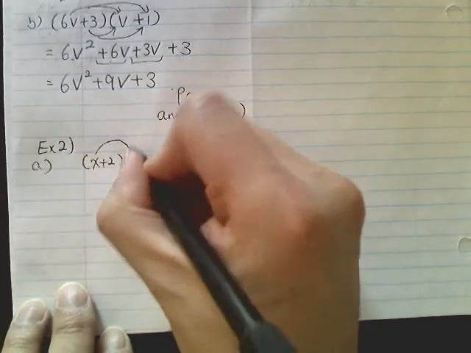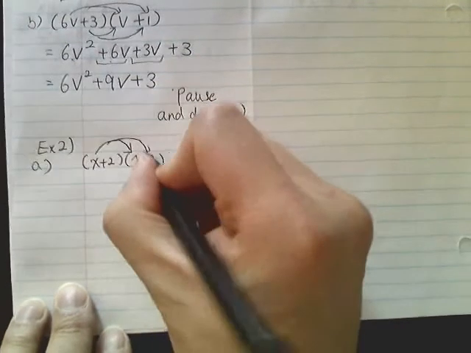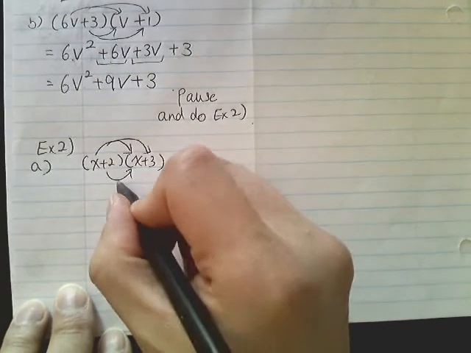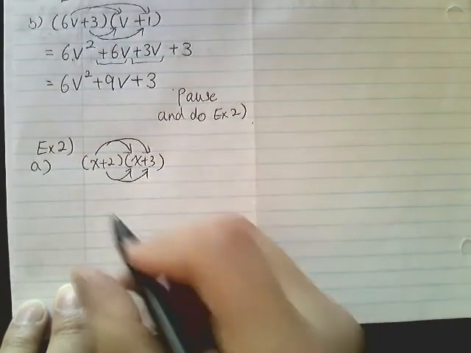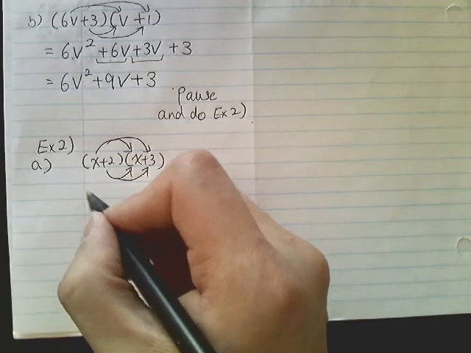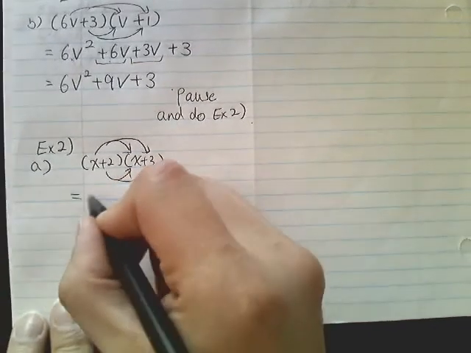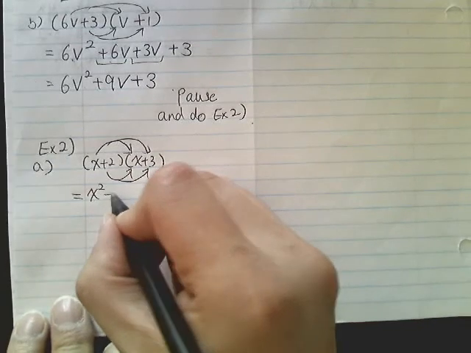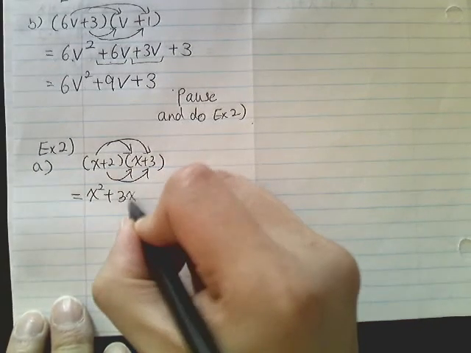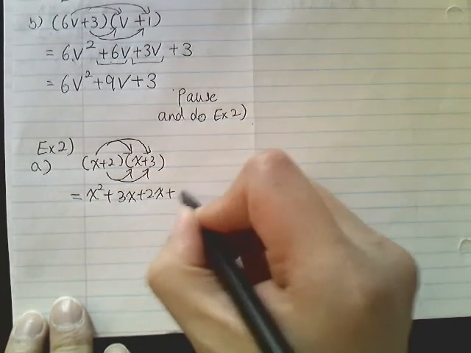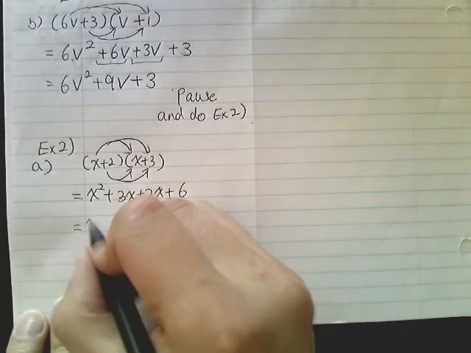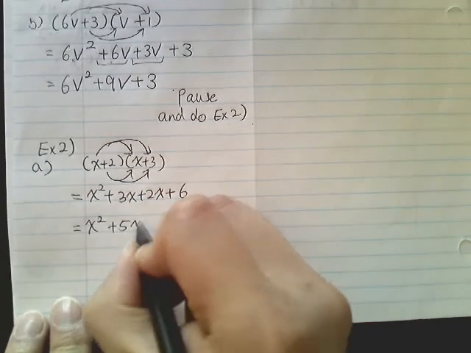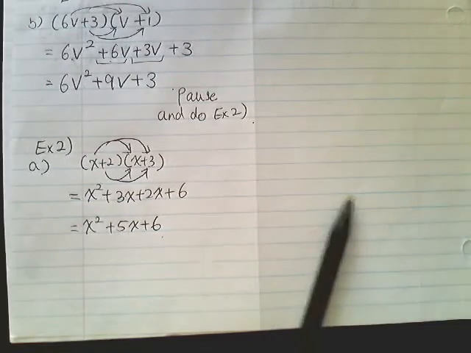So x times x, x times positive 3, positive 2 times x, positive 2 times positive 3. So once we have that, we have x squared plus 3x plus 2x plus positive 6, which will then be x squared plus 5x plus 6. Okay?